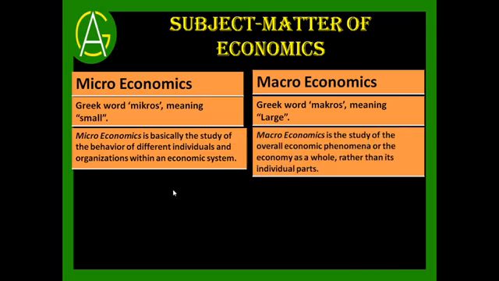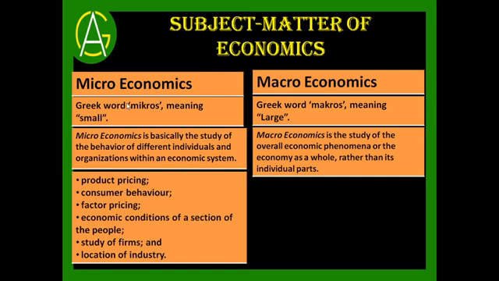Whereas in case of macroeconomics, macroeconomics is the study of the overall economic phenomena or the economy as a whole rather than individual parts. So when we study individual parts, it is microeconomics, but when we study the whole economy, or we can say the overall economic phenomena, it is considered as macroeconomics. So individual aspects will fall under microeconomics, but aggregate aspects or total aspects or the whole economy will fall under macroeconomics.